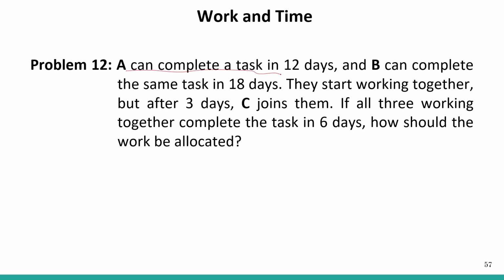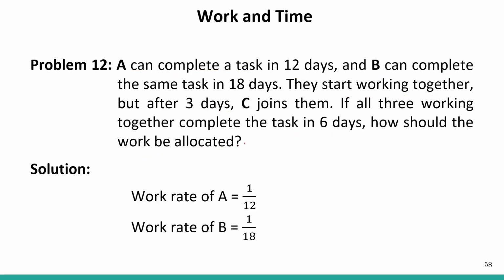A can complete the task in 12 days and B can complete the same task in 18 days. They start working together, but after 3 days, C joins them. If all three working together complete the task in 6 days, how should the work be allocated? Okay, so let's go forward.